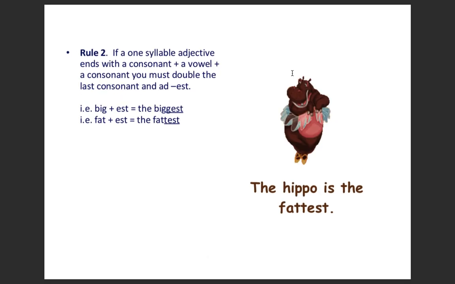Rule number 2. If one syllable adjective again ends with a consonant vowel consonant, you must double the last letter, which is a consonant, and add est. For example, big plus est becomes biggest. Fat plus est is fattest. Sentence example: the hippo is the fattest.